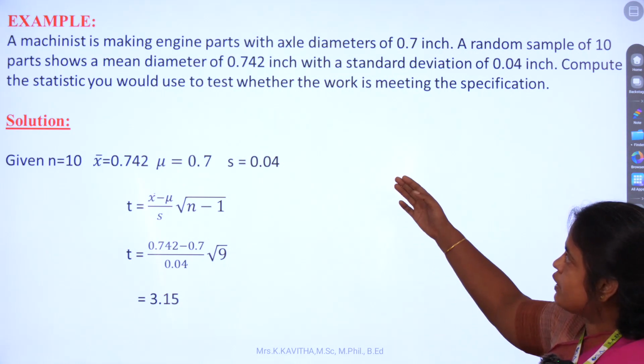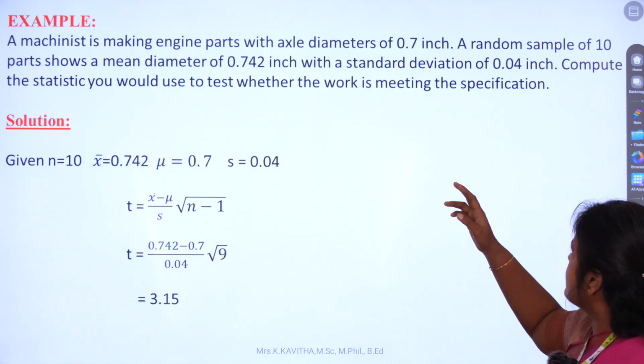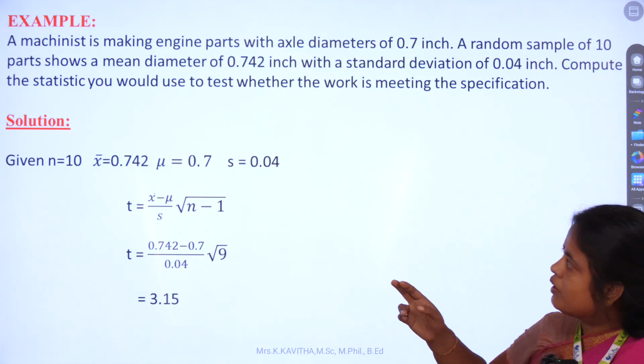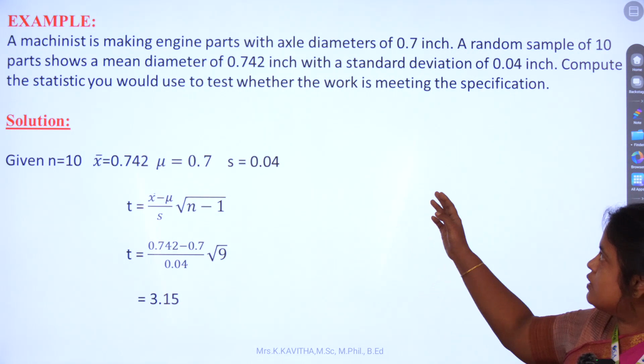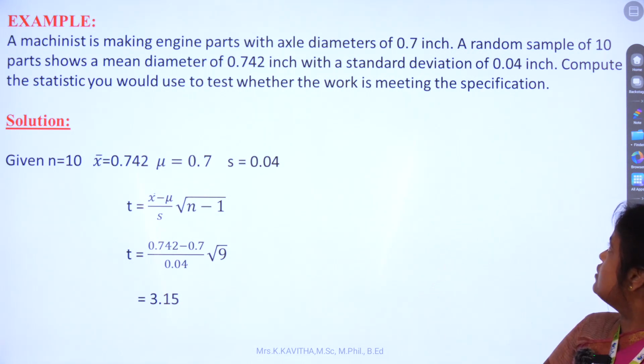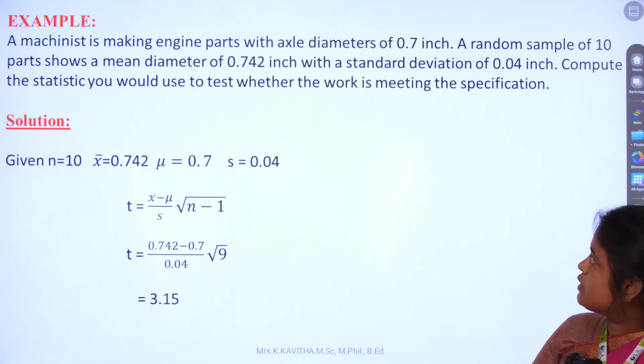Next we will see some examples based on the t-test. A machinist is making engine parts with axle diameters of 0.7 inch, and a random sample of 10 parts shows a mean diameter of 0.742 inch with a standard deviation of 0.04 inch. Compute the statistic you would use to test whether the work is meeting the specification.